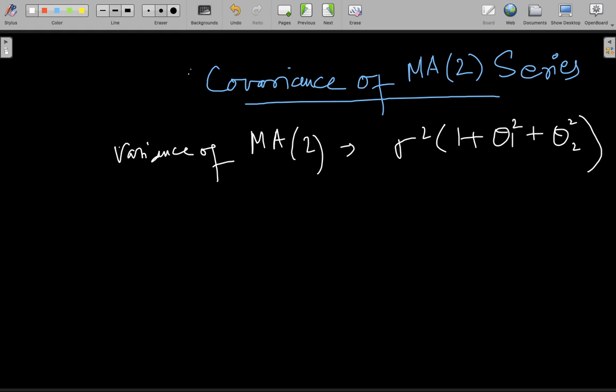Now in the previous lecture we have seen the variance of MA2 series, that is sigma square times 1 plus theta 1 square plus theta 2 square. Now we'll deduce the covariance for MA2 series here. So let me write down covariance for MA2 series.